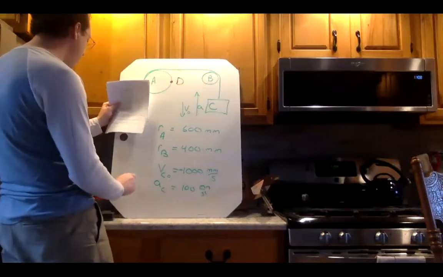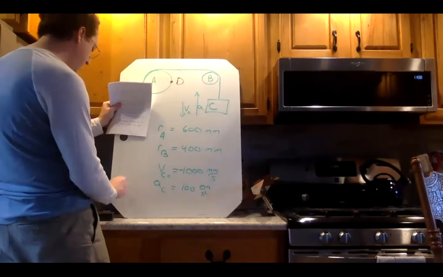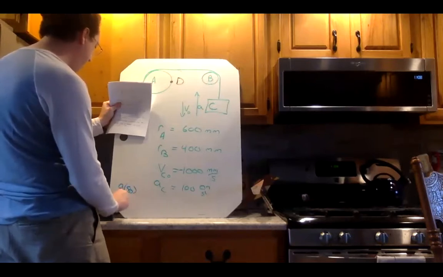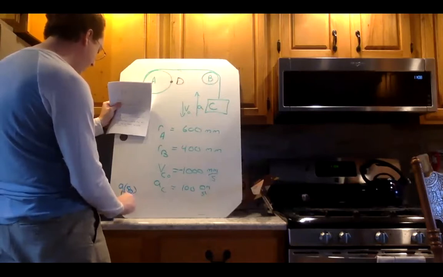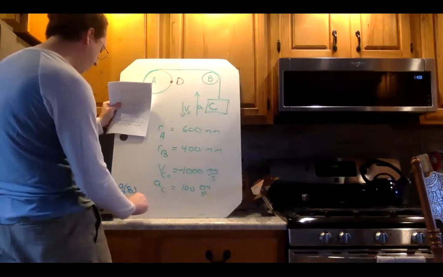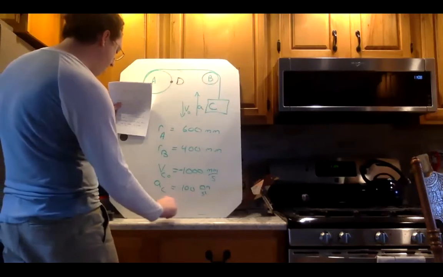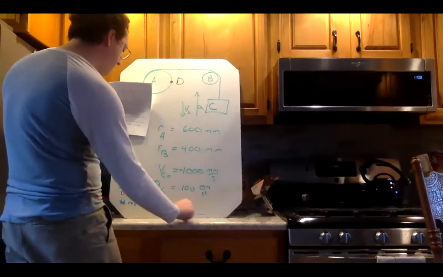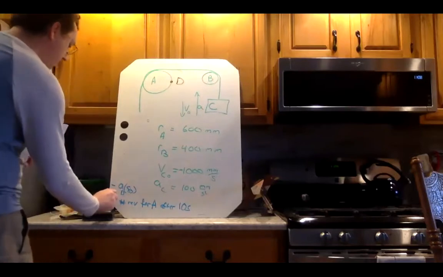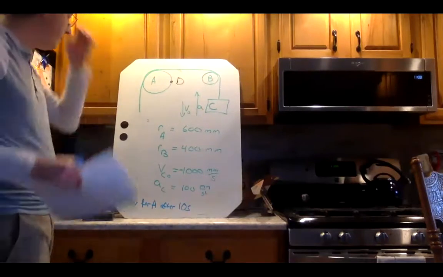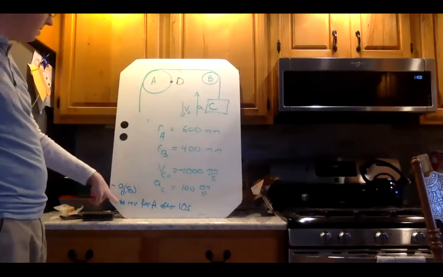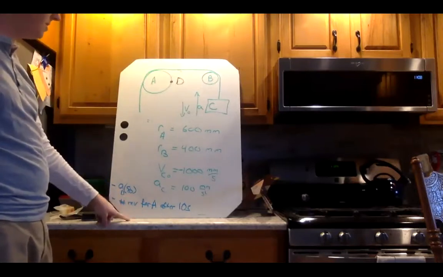Okay, so what I want you to do is to find the acceleration of D at time 8 seconds, and find the number of revolutions for A after 10 seconds. So find the acceleration for D at 8 seconds and find the number of revolutions for A after 10 seconds.